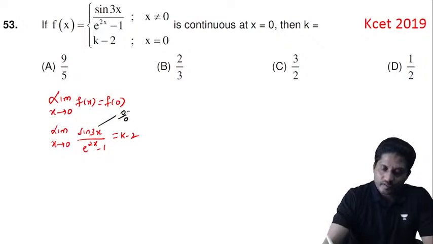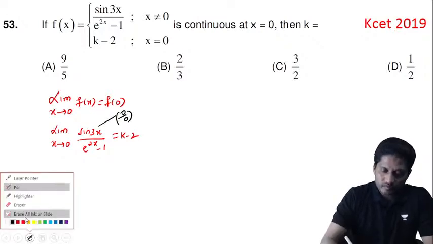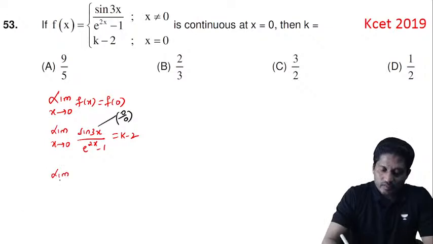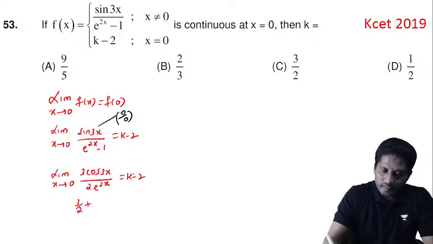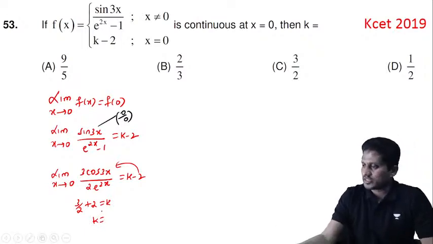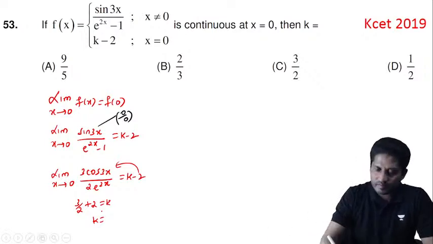If I use L'Hopital's rule, limit x tending to 0, you get 3 cos 3x over the differentiation of e power 2x, which is 2 e power 2x, equal to k minus 2. As x tends to 0, you will get 3 by 2 minus 2, you shift it to the right side, plus 2 is equal to k. Now k is equal to, okay, 7 by 2. There's an error there. It should be 7 by 2 only.